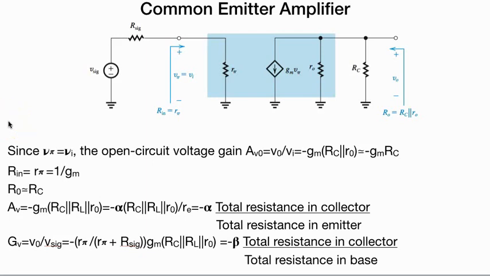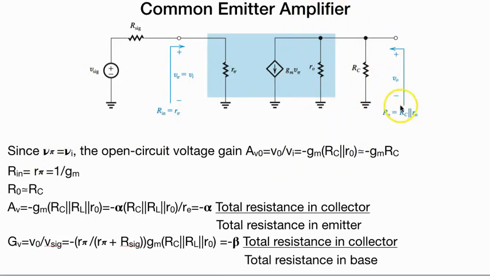Let's look at the common emitter amplifier. In this diagram, the BJT is represented in a small signal manner: r pi, gm times V pi, where V pi is the voltage across the input resistance, and r0 is in parallel with Rc. So V pi is Vi, and the open circuit voltage gain V0 is minus gm times Rc in parallel with r0.